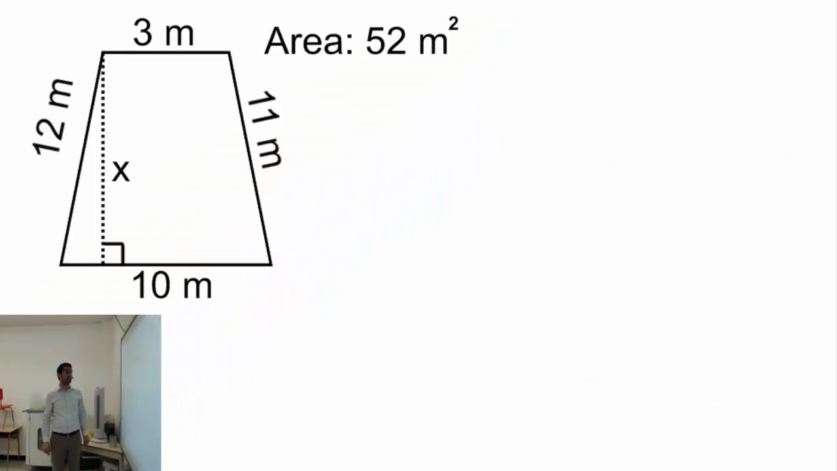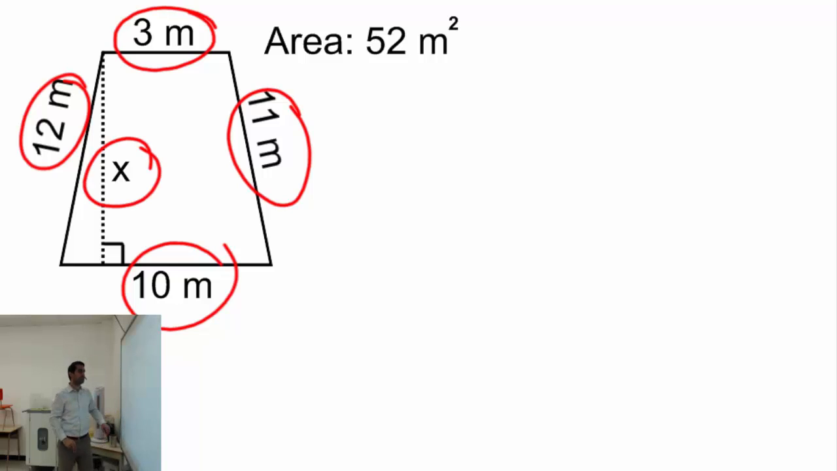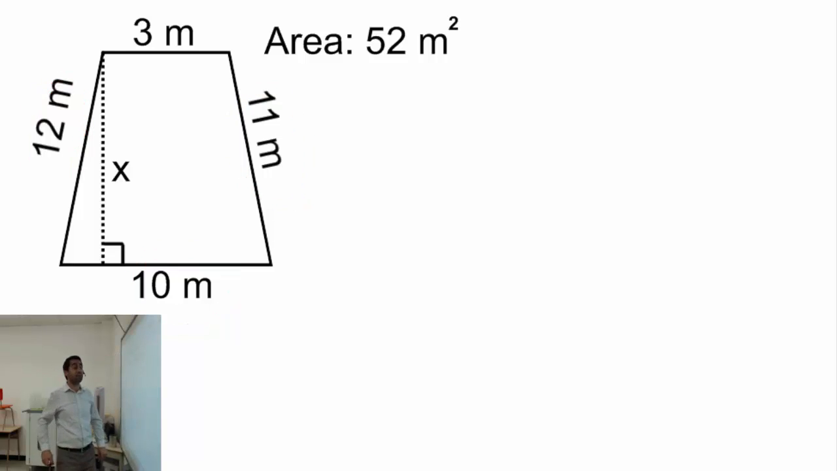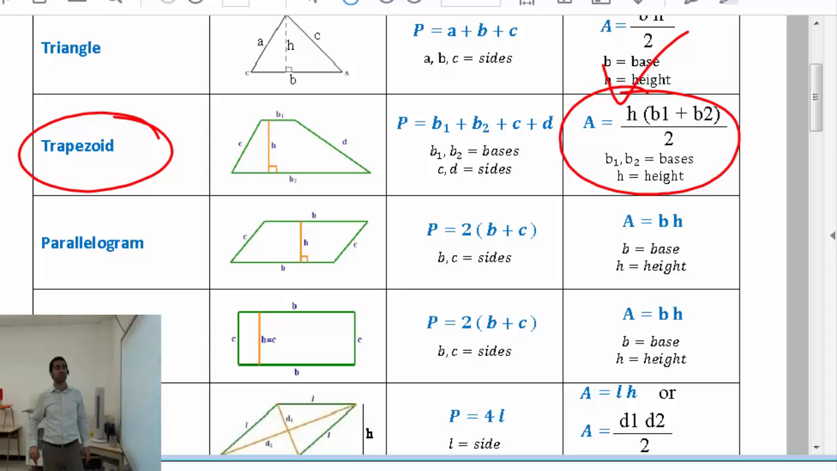So this is a trapezoid, and I see that one, two, three, four sides are given. The height is the one that's missing. So what is given? The area is given, not the perimeter, the area is given. So I'm gonna go ahead and get the area formula for the trapezoid. It is area equals H(B1 plus B2) divided by 2.